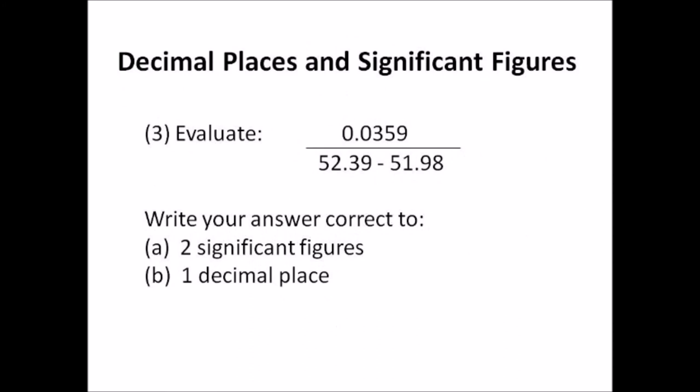Number three, decimal place and significant figures. Evaluate 0.0359 over 52.39 minus 51.98. Write your answer correct to two significant figures and one decimal place. You need your calculator. Get it done quickly. Use your calculator. Work it out. Then give your answer to two significant figures. Then give your answer to one decimal place. Do it on the calculator.